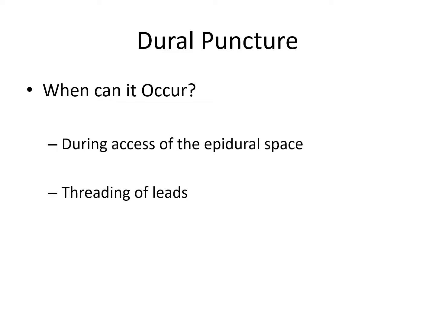So when looking at dural puncture, when can it occur? And this is often at two different points, during the access of the epidural space and during threading of the leads. Of note, we often use a 14-gauge needle for access to the space, which makes dural puncture more risky and can lead to more complications.